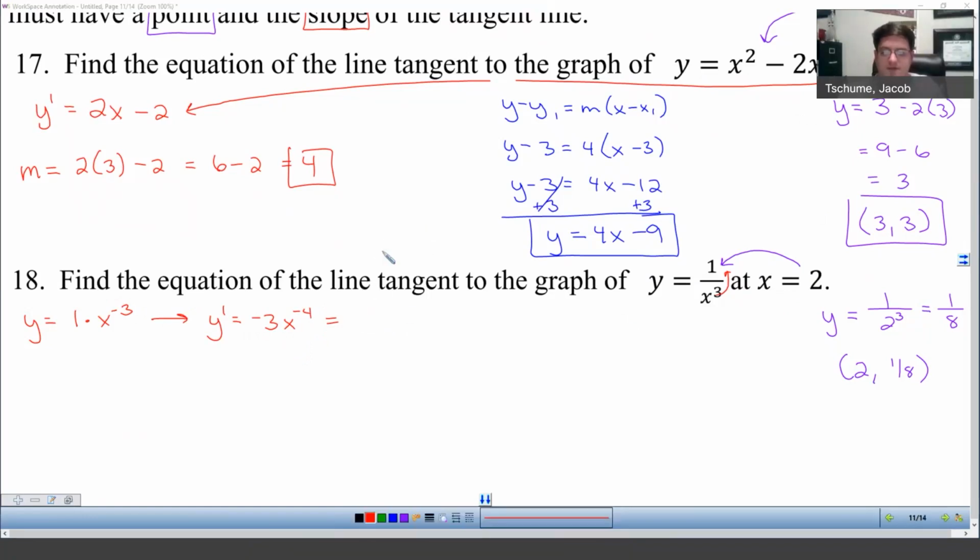And I'm going to write it as the following. Leave the negative 3 on top, and on the bottom, this becomes x to the positive 4th power. I can now take this 2, and I'm now going to substitute it into my derivative to find the slope of the tangent line. So m is going to be negative 3 over 2 to the 4th, and if you use your calculator, you should be able to see that 2 to the 4th is 16.